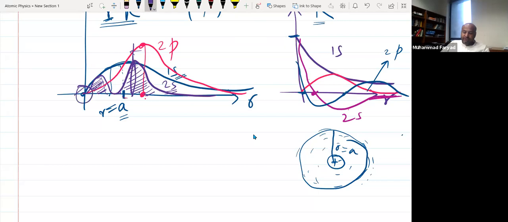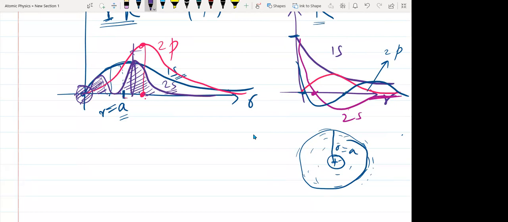The nucleus is present over here at r is equal to 0. So that's why 2s is more likely to be filled before 2p. Okay, got it.